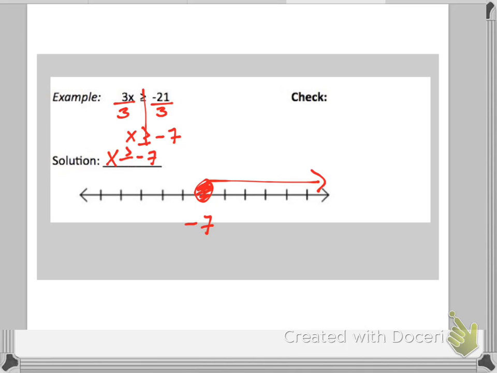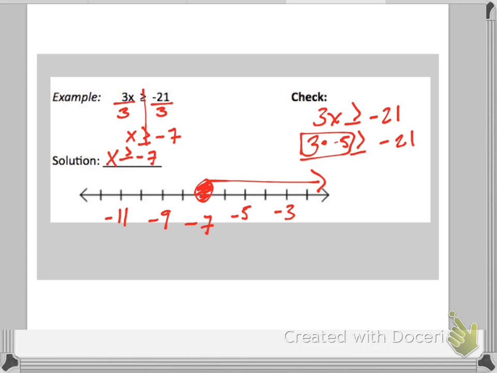Let's put some values in here. Negative 7, negative 6, negative 5, negative 3, 9, 11. In order to check, we need to rewrite 3x is greater than or equal to negative 21. We're going to pick a solution that's been graphed, so anything larger than negative 7. Let's choose negative 5. 3 times negative 5 is going to be negative 15, which is greater than or equal to negative 21. That is a true statement, so it checks. We got it right.